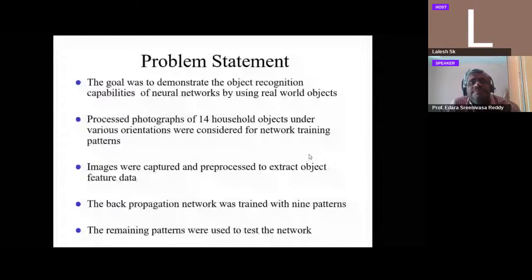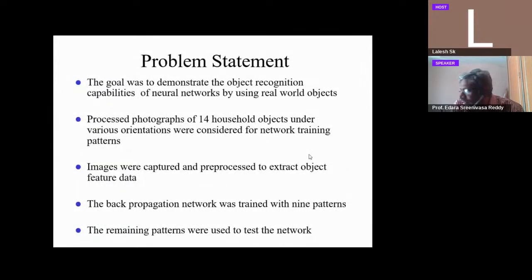Orientation means angle. They were considered for the network training pattern. Images were captured and pre-processed to extract object feature data. What I told you, they are captured from an ordinary digital camera, and they are pre-processed. Pre-processing, as I told you, is noise elimination, contrast adjustment, etc. And the size is also made standard to extract the object feature data.